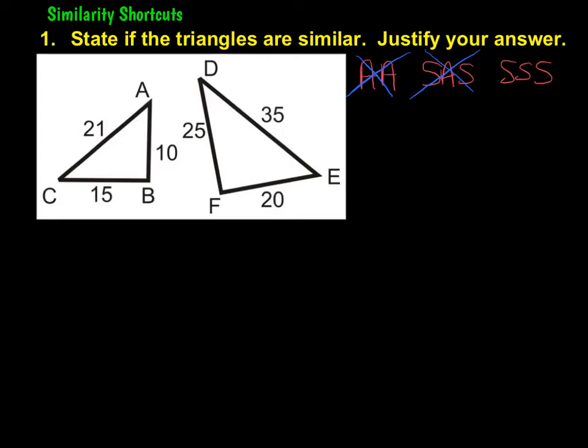Go to your first triangle. We'll work with triangle ABC. And find the smallest side. The smallest side would be 10. Okay, well that would have to correspond to the smallest side on the second triangle. So it would have to go with 20.